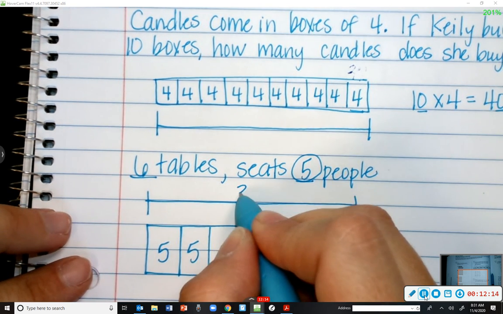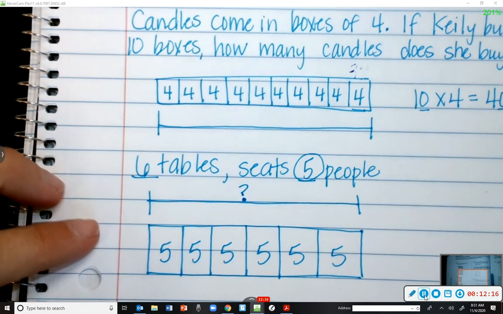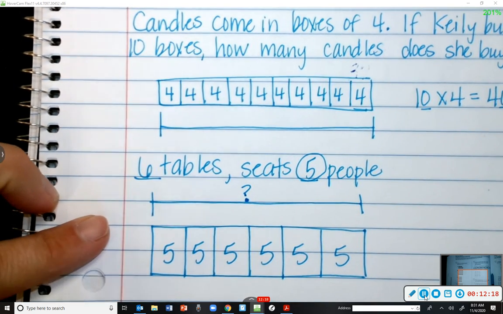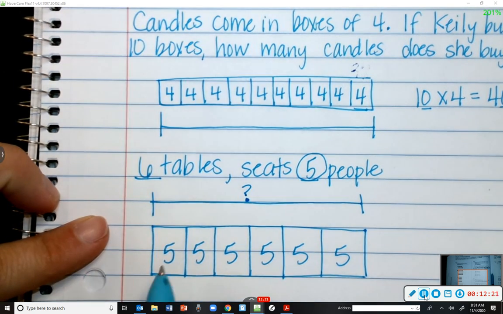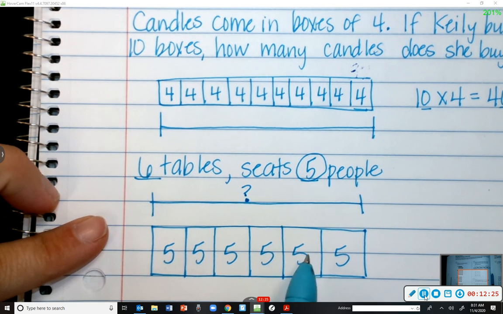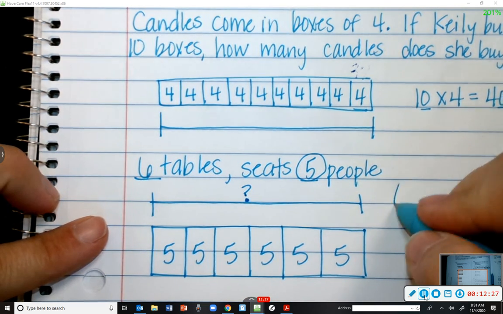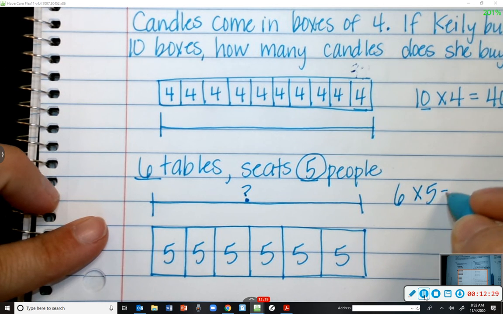Now I need to find the total of people that can sit at the table, so I'm going to count by 5s to get my total. 5, 10, 15, 20, 25, 30. Good. So we actually did 6 times 5 and we got 30.